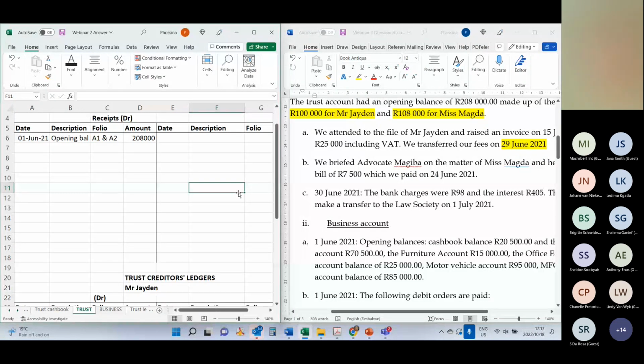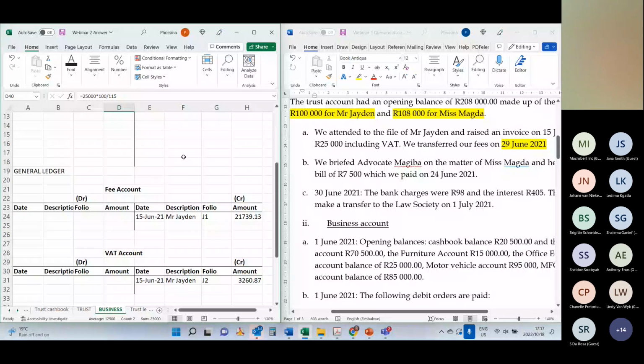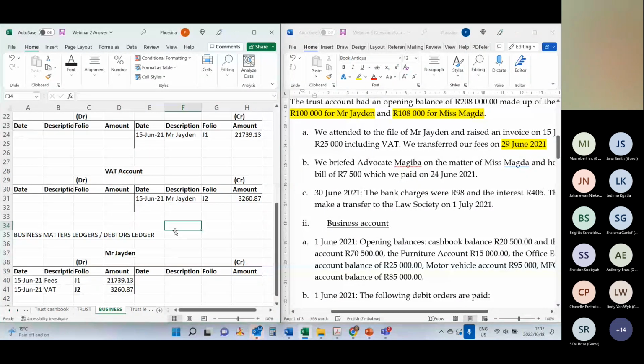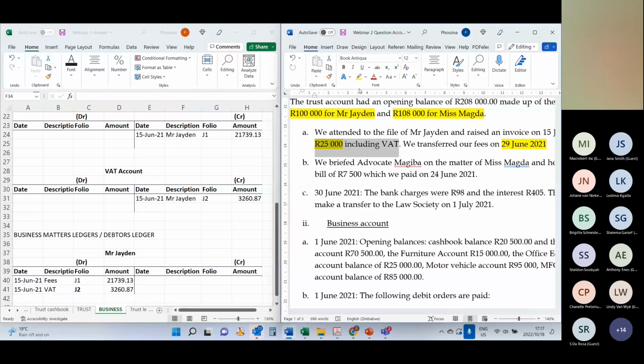Okay, you wanted to pose a question. Yes, with regard to the 25,000 invoice that we've raised against Mr. Jaden, and that amount is inclusive of VAT. I guess the VAT for that 25,000, I do not know, but I'm subject to correction. Is it not 3750?